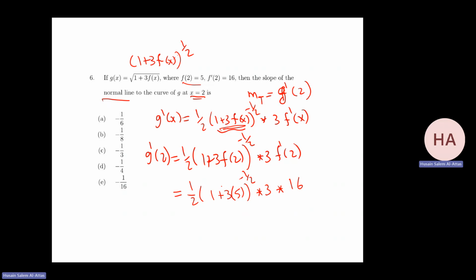That will be what? 1 plus 15, 16. 1 over square root of 16, which is 4. So I have half times 1 over 4 times 3 times 16. Yes, that's correct. So this is cancelled. I have 2. That gives me 6. So the slope of the tangent will be 6. The slope of the normal is minus 1 over 6, which is this one.